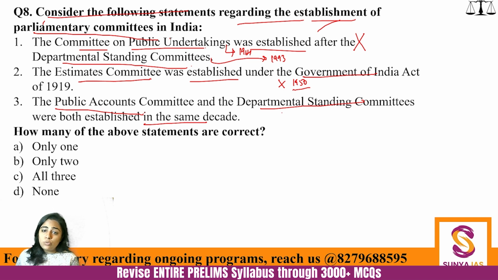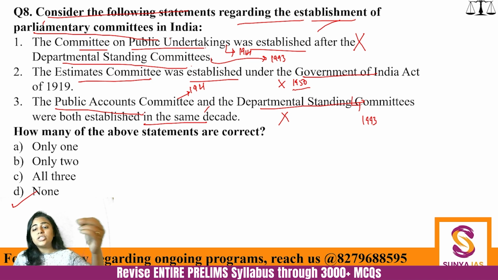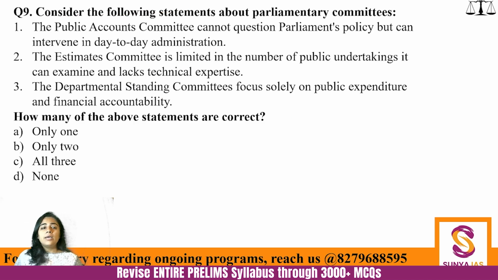And this is absolutely pathetically incorrect because Public Accounts Committee is continuing from 1921. Department Standing Committees is 1993. So in three statements, and that too such detailed statements, choosing none is very difficult, but here none is the answer. So I hope now you are able to apply the knowledge that you have gained till now and answer these questions.